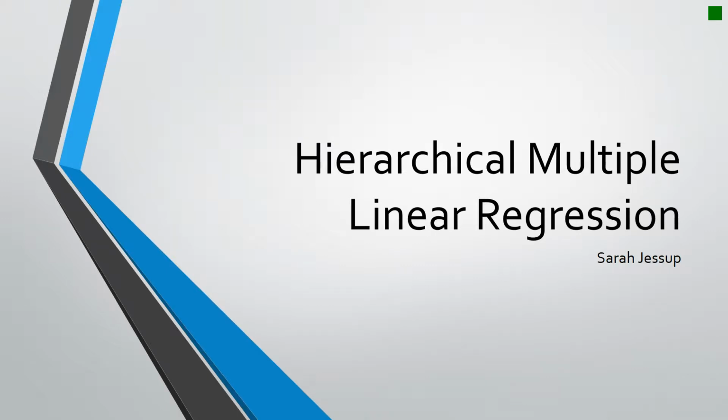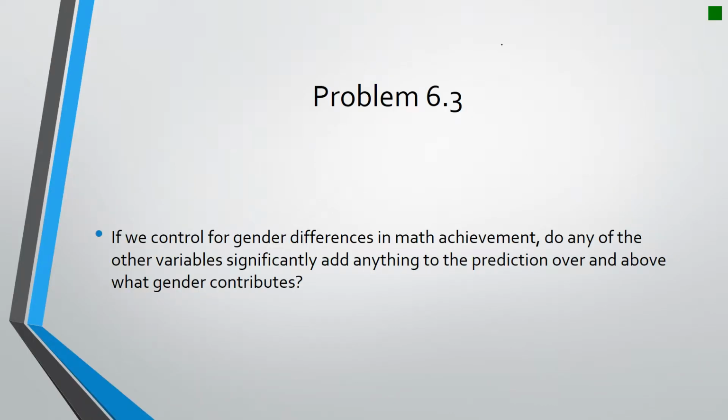This tutorial demonstrates the regression method of hierarchical multiple linear regression. This problem can be found beginning on page 125 of the IBM SPSS for Intermediate Statistics book. The problem states, if we control for gender differences in math achievement, do any of the other variables significantly add anything to the prediction over and above what gender contributes? To solve this problem, we are going to use the hierarchical multiple linear regression approach.